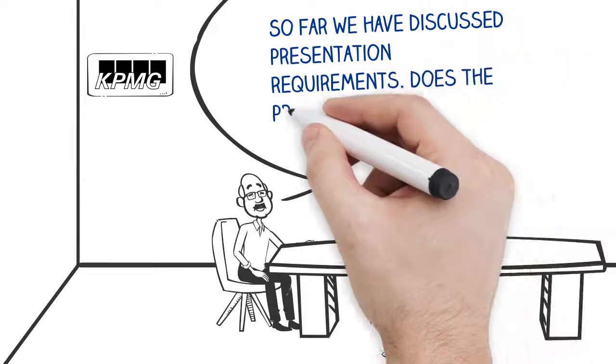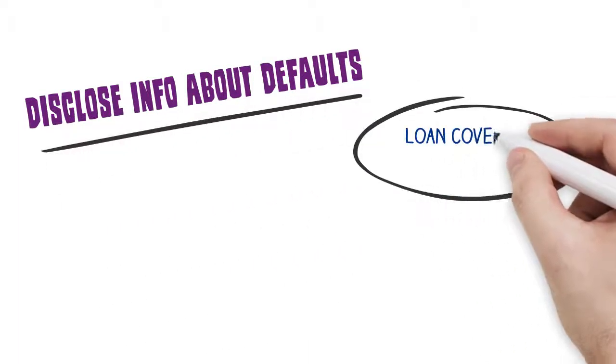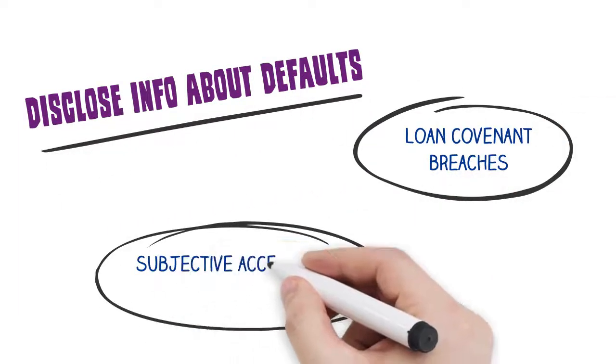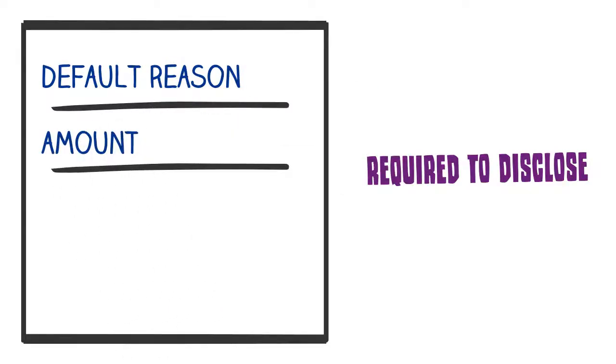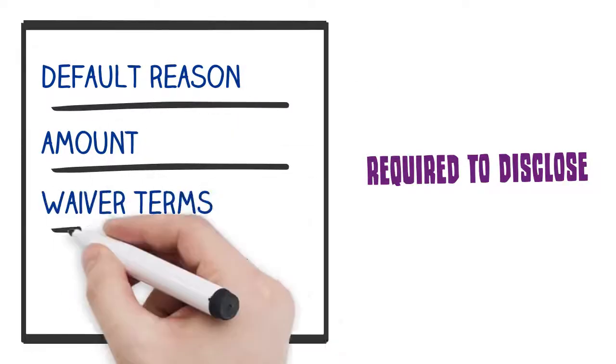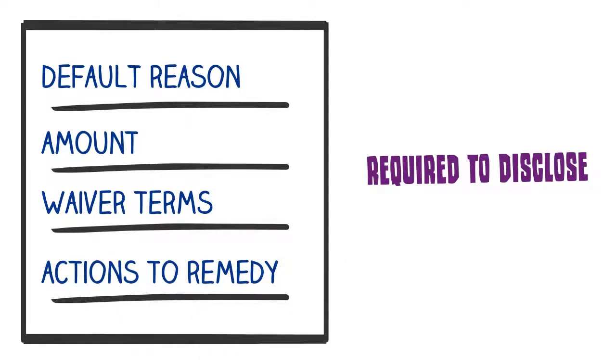discussed presentation requirements. Does the proposal impact any disclosure requirements? Yes, the proposal will require a company to disclose information about events of default. Events of default include loan covenant breaches and when subjective acceleration clauses are triggered. A company will be required to disclose the following: a reason for the default, the amount of the obligation subject to the default, the terms of the waiver, and a description of the actions that the borrower has taken or will take to remedy the default.